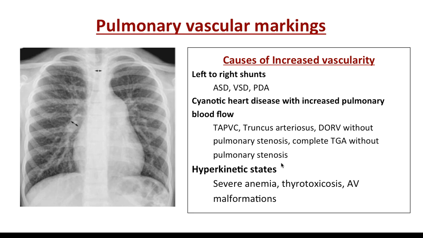Now, what are the causes which can cause increased vascularity? So left to right shunts like ASD, VSD and PDA. Then certain cyanotic heart diseases with increased pulmonary blood flow like TAPVC, truncus arteriosus, double outlet right ventricle without pulmonary stenosis, and complete TGA without pulmonary stenosis. They will lead to increased pulmonary blood flow. And sometimes some hyperkinetic states like severe anemia, thyrotoxicosis, arteriovenous malformation can also lead to increased pulmonary vascular markings on a chest x-ray.